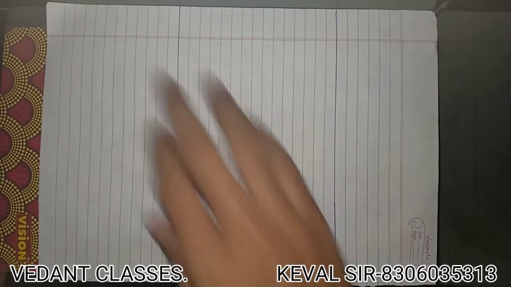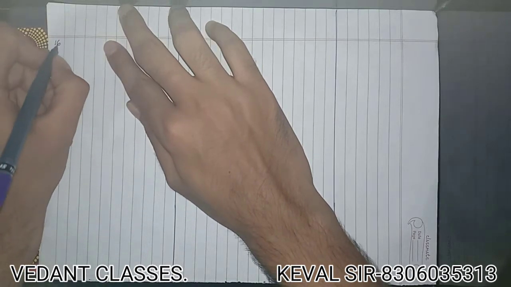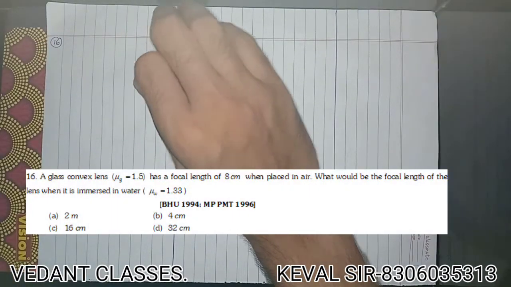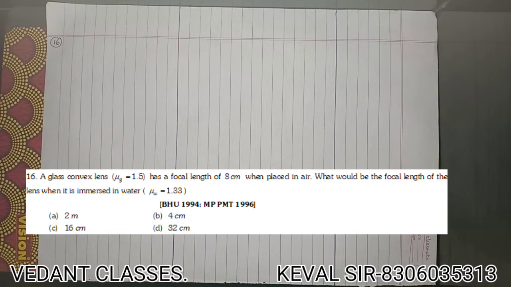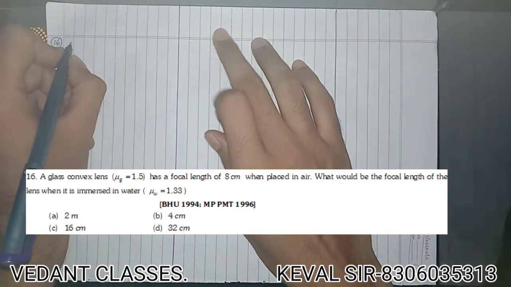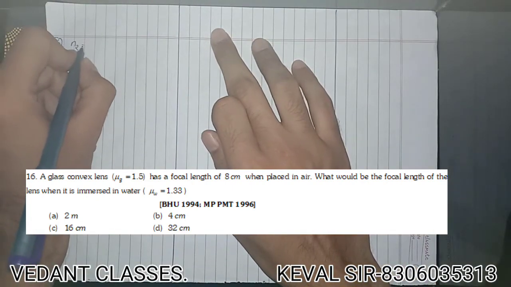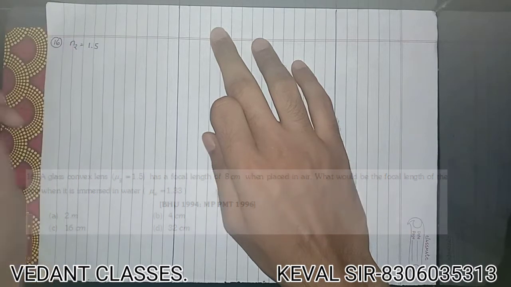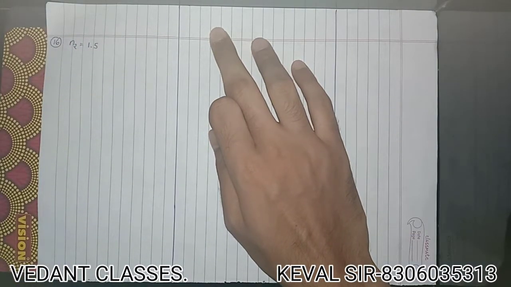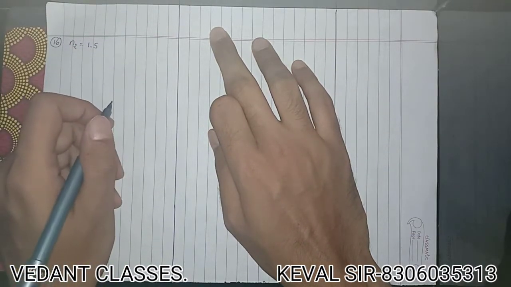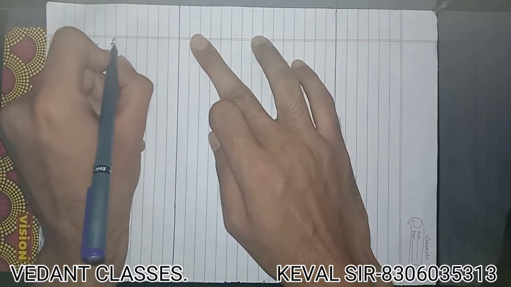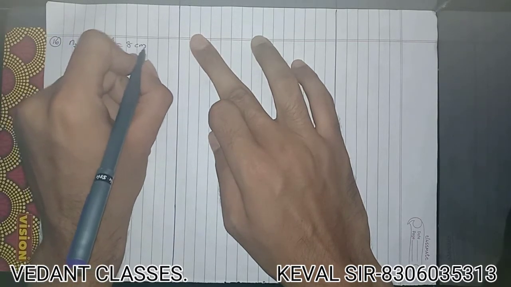Okay, let's see the next question, question number 16. In question number 16, a glass convex lens, so the refractive index of the glass, we'll consider it as n2, is given as 1.5, and it has a focal length of 8 cm when placed in air. So the focal length of this one will be 8 cm.